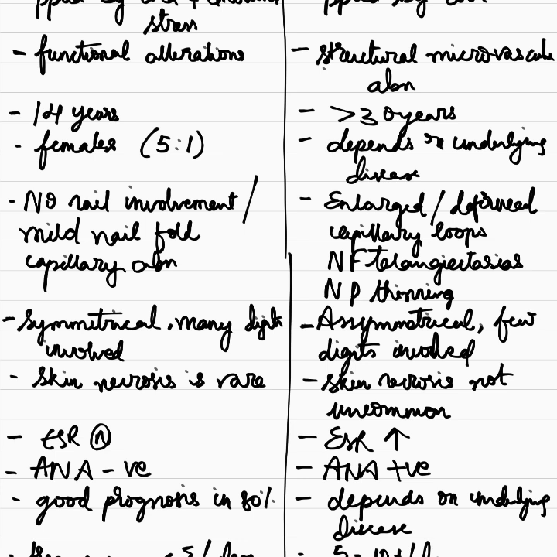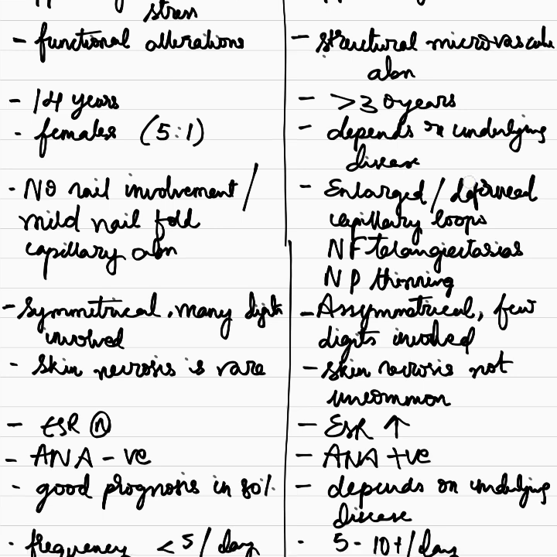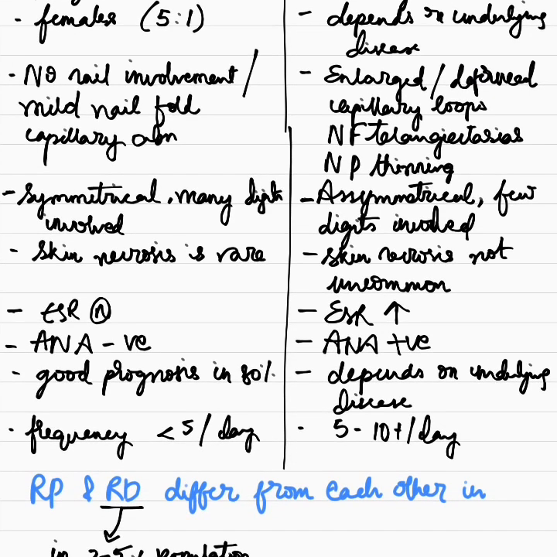The anti-nuclear antibody test is negative in Raynaud's disease, whereas it is positive if secondary Raynaud's phenomenon is occurring in association with connective tissue disorders. The prognosis is good in primary Raynaud's phenomenon, whereas it depends on the underlying disease in secondary Raynaud's phenomenon. Frequency of attacks is less than 5 attacks per day in Raynaud's disease, whereas the attacks can range from 5 to more than 10 per day in secondary Raynaud's phenomenon.